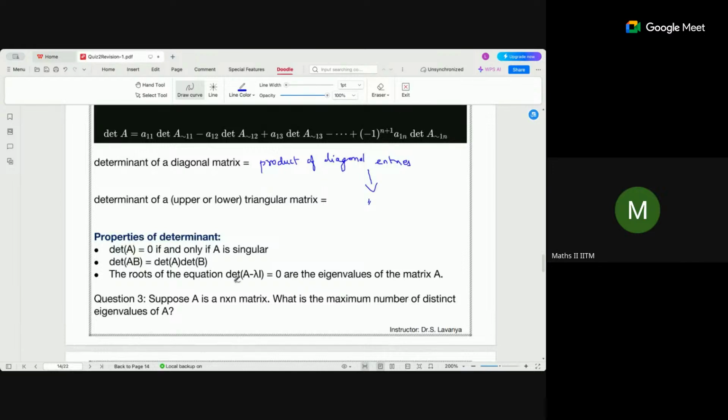Here is a simple question. Suppose A is an n by n matrix. What is the maximum number of distinct eigenvalues of A? What is the maximum number of distinct eigenvalues of A?